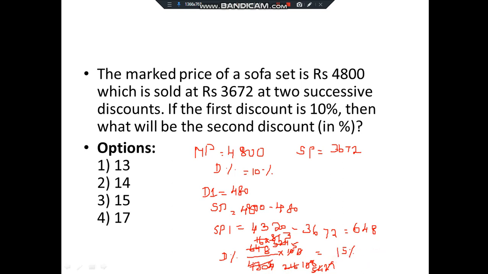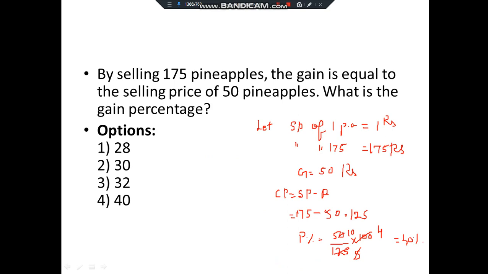Okay. Next question. By selling 175 pineapples, the gain is equal to the selling price of 50 pineapples. What is the gain percentage? So we'll consider one pineapple is equal to 1 rupee. So selling price of one pineapple is 1 rupee. So selling price of 175 pineapples is 175 rupees, and gain is equal to the selling price of 50 pineapples, so 50 rupees. Now we'll have to find the gain percentage.